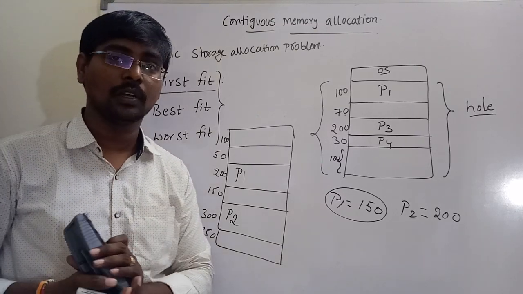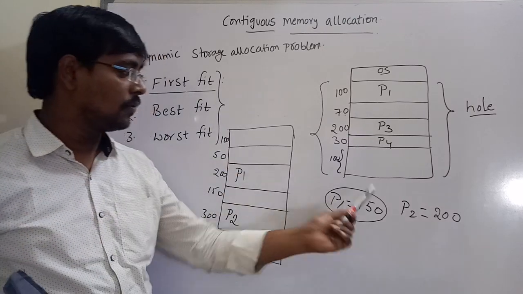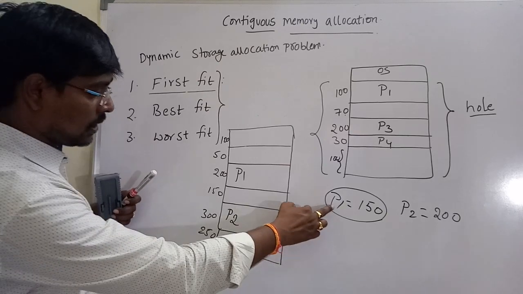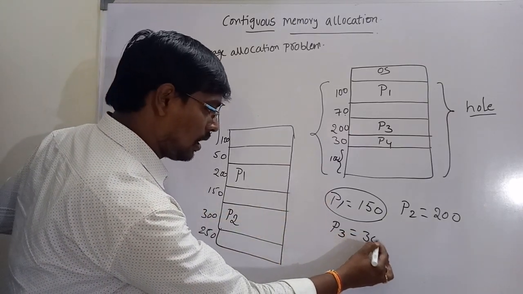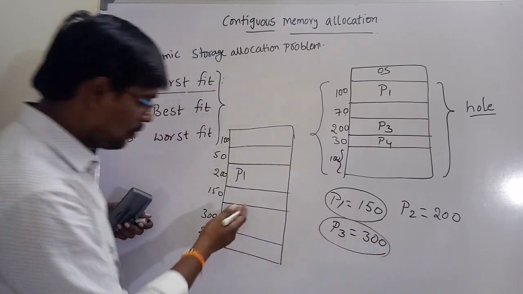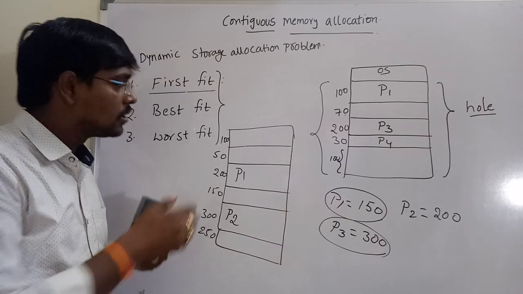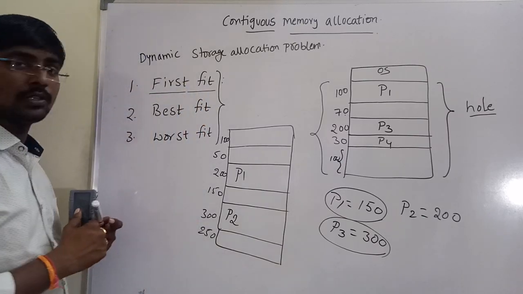This is the first fit approach. That is, we are searching for the first hole that is big enough to store the particular process. Suppose we have one more process P3 of size 300. We observe where we are storing 300, that is where we will store P3. So the first fit approach is not suitable. Move to the best fit approach.